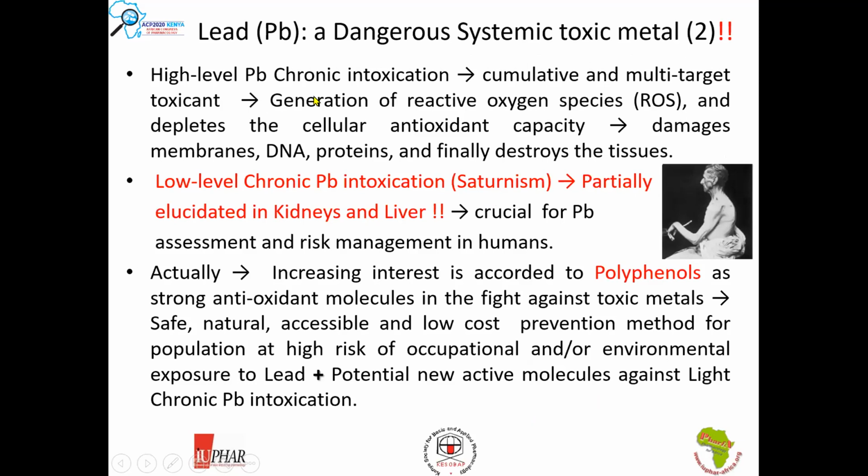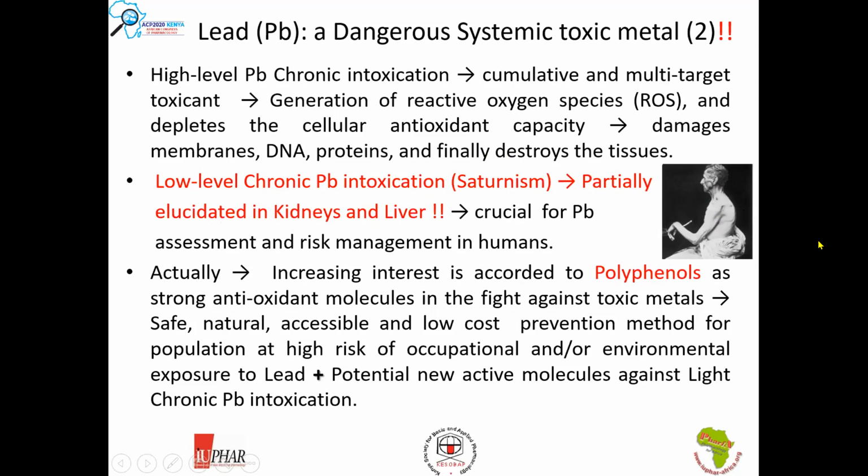High-level chronic lead intoxication shows that it is a cumulative and multi-target toxicant that generates ROS, reactive oxygen species, and depletes the cellular antioxidant capacity, finally causing damage to membranes, DNA, and proteins, and destroying lots of tissues. But low-level chronic PB intoxication causes Saturnism, as we see in this image from prehistorical history. These mechanisms are only partially elucidated in kidneys and liver, and are crucial for PB assessment and risk management in humans.